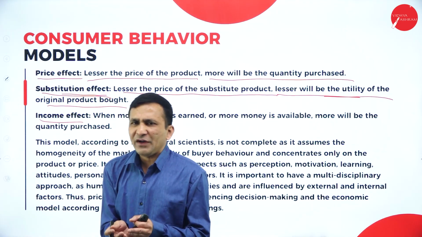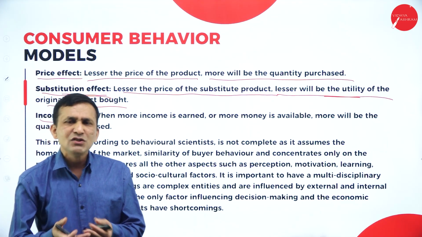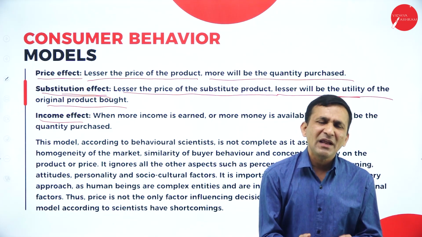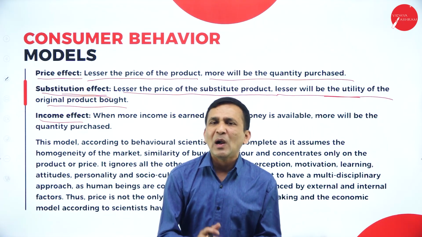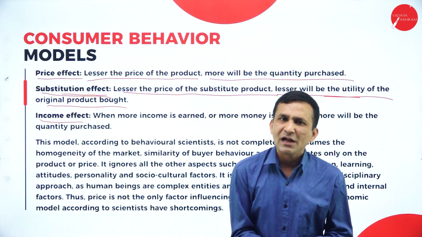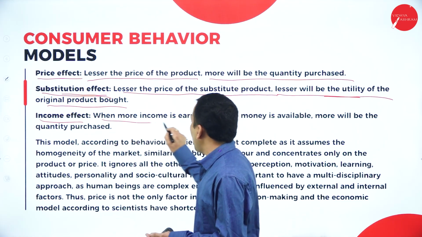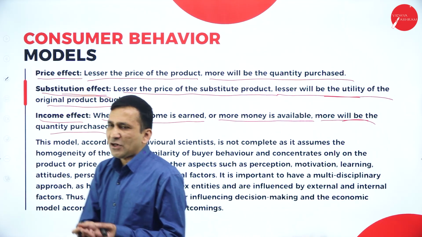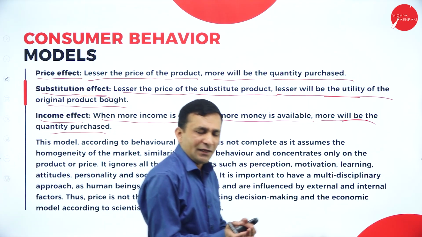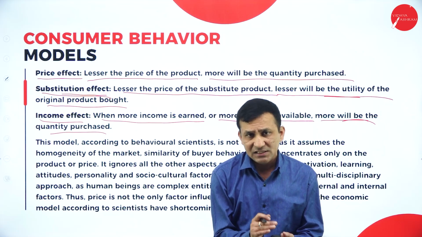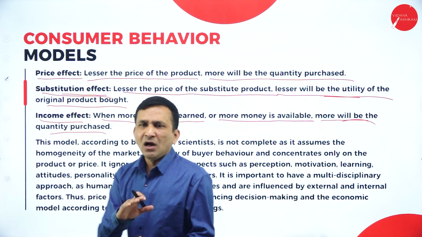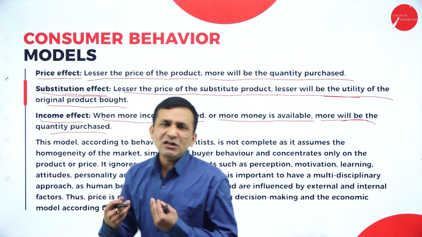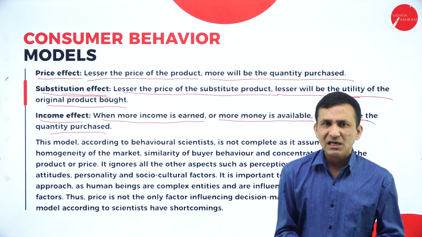So next one, income effect. If the consumer's income is increased, they are ready to spend for too many products, they are ready to purchase many products, because the income level is increased, the quantity also increases, okay, and we can expect the demand also. So when more income is earned, more money is available, the quantity purchased will be more. When he is working as a clerk, the income earning level is less. When he is promoted to manager or any other position, the income source is generating every day, so of course they try to spend on and purchase too many products.